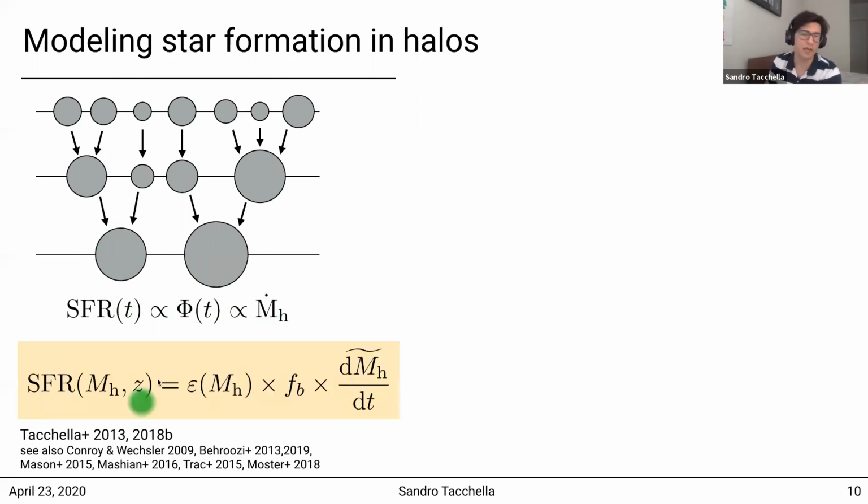And so we can write a simple equation that says the star formation of a galaxy that lives in a dark matter halo of mass Mh, at a given redshift, is equal to some star formation efficiency times the dark matter accretion rate times the baryon fraction. This is a very, very simple approach, and we hope that we can basically rule out such a simple model.